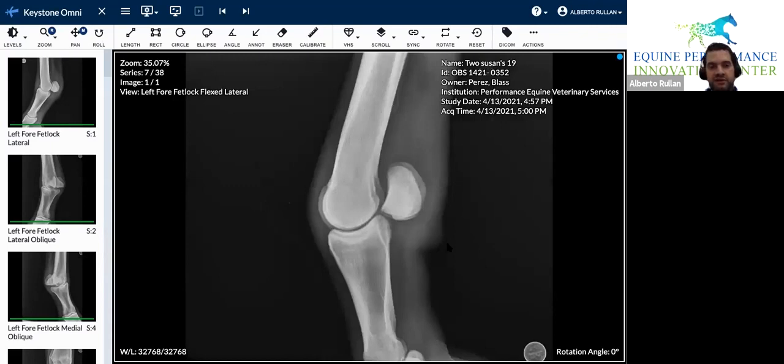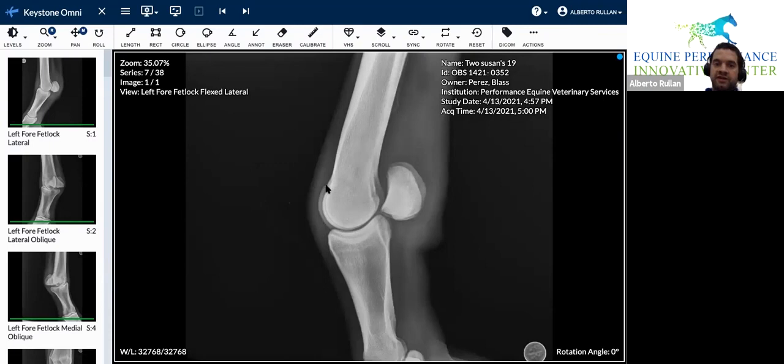Now there's a flex lateral. A good flex lateral, you can see from side to side, just like in this one, you can see from one side all the way to the other. That's the cartilage, obviously. So again, always read the whole bone.